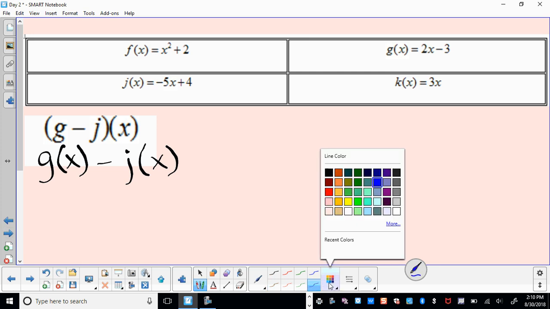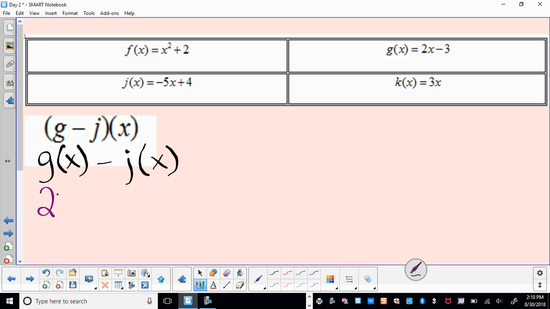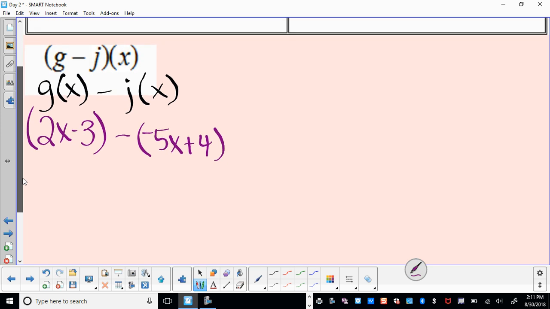So my G of x, this is purple. My G of x is 2x minus 3, parentheses, minus my J of x, which is negative 5x plus 4. And for this one, I have some like terms. In your calculator, type in 2 minus negative 5. Don't forget that minus there, because it will change your answer.